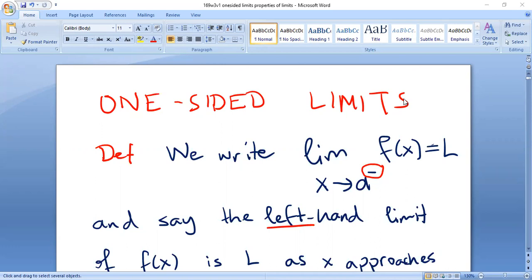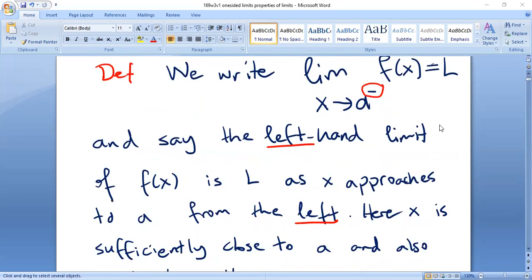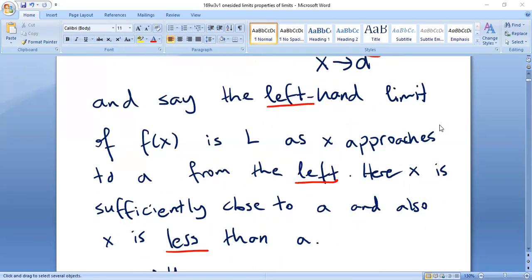Okay, so after saying this, we have, of course, left-hand limits and right-hand limits. So we can look at the limit from the left of a and from the right of a. So for the left-hand limit, we write limit as x goes to a from the left, that superscript minus, which I circled in green, means the left-hand limit of f is equal to L, and then we say the left-hand limit of f is L as x approaches a from the left. Here x is sufficiently close to a, and also it's less than a, okay?